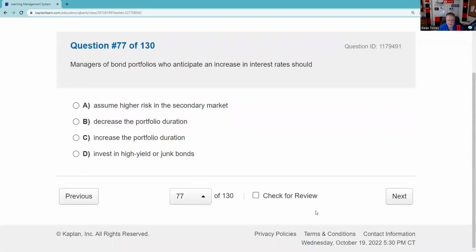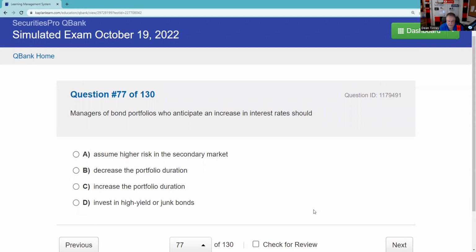Managers of bond portfolios who anticipate an increase in interest rates, right? So remember, when interest rates go up, bonds go down. Assume a higher risk in the secondary market. Yeah, that sounds pretty good, right? I mean, if you're going to sell your bonds and the interest rates have been rising, you're going to get a lower price for them. Let's see what our other answers are. Should decrease the portfolio's duration. That sounds pretty good. You can choose not to participate in the secondary market.